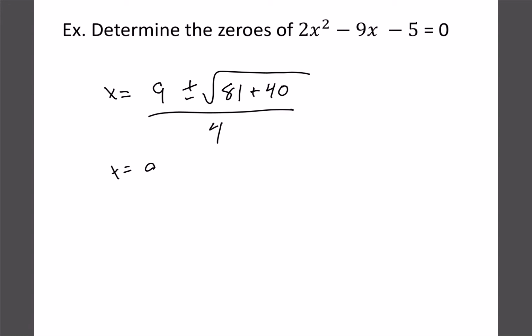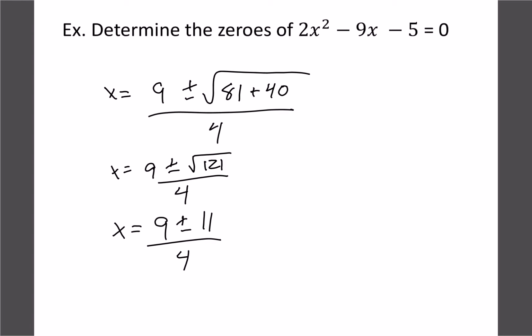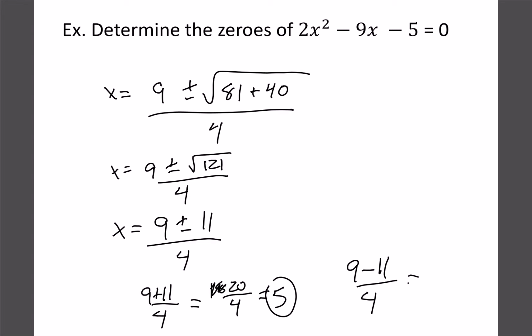So in this case, we get 9 plus or minus root 121 over 4. Root 121 is actually just 11. So we'd have 9 plus 11 over 4, which would be 18 over 4, or sorry, 20 over 4, which would give us just 5 as one answer. And then we'd have 9 minus 11 over 4, which would be negative 2 over 4, which would be negative a half as the other answer.